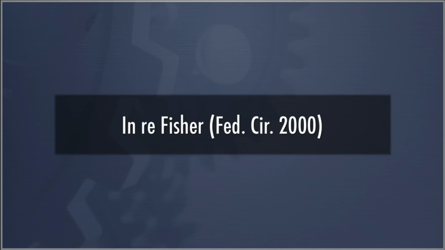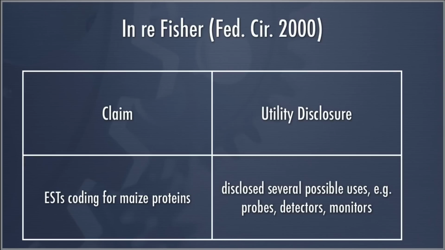The practical utility requirement was updated in the In re Fisher case in 2000. The claims here were to express sequence tags, essentially purified DNA nucleic acid sequences that encode proteins and protein fragments. And this was not for human DNA, this was for corn DNA, maize plant DNA. And the question here is the claims for ESTs coding for certain kinds of maize proteins. And in the utility disclosure, they weren't exactly sure what these proteins were coding for. Well, they knew what they coded for, but they weren't sure what the specific use was.